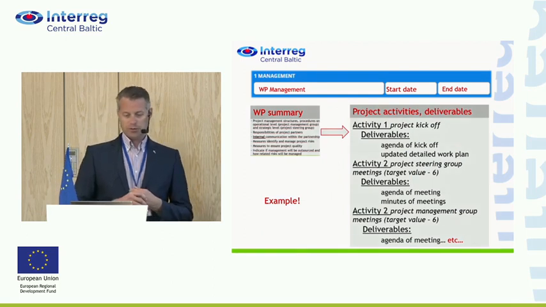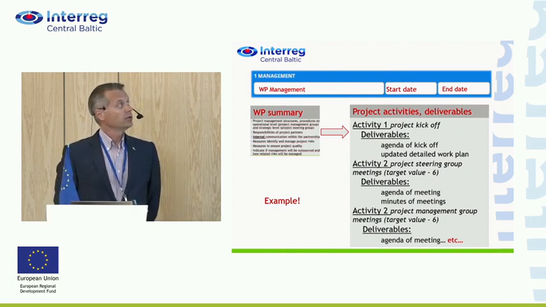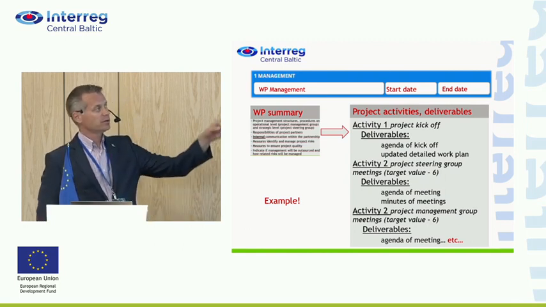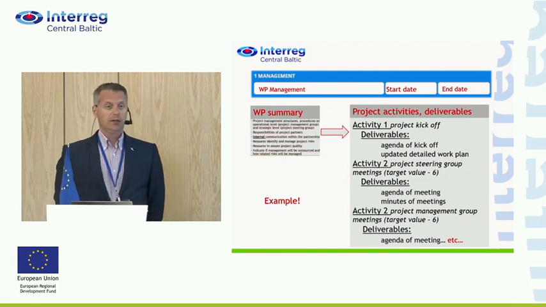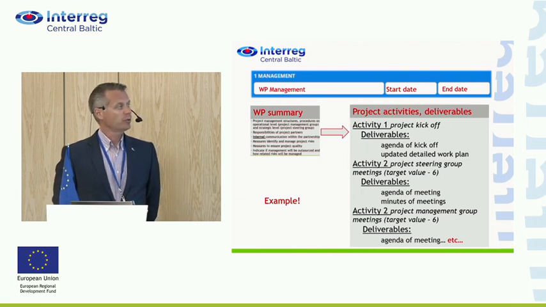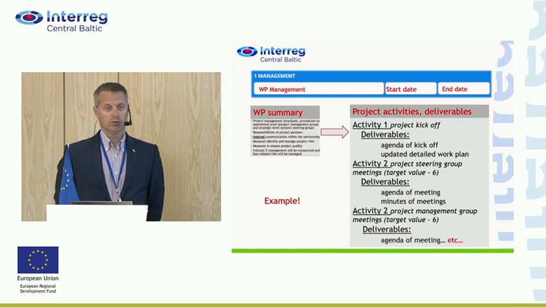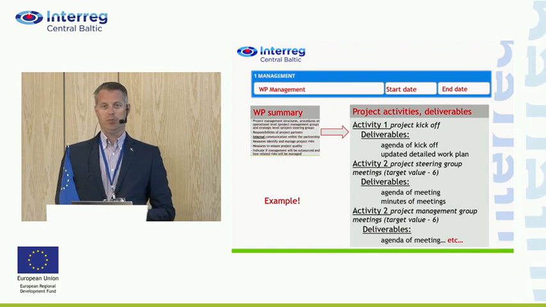This is the basic structure that applies for all work packages. You have a summary, you have activities, and you have deliverables. For activities, there are some examples listed specifically for the management work package. They might mean project events, project meetings, or other activities, and always each activity should have a deliverable. So you are doing something, and as a result of that you end up with something.